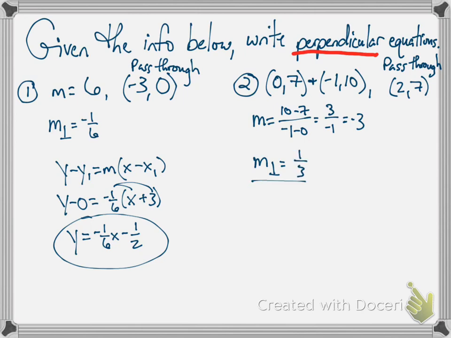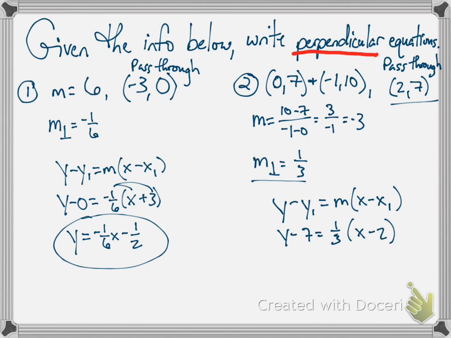So I have my new slope. I have the point I needed to pass through. Now we can go ahead and write our equation. So, use my point slope. y minus 7 equals 1/3 times x minus 2. Again, I'm using the point that it passes through in my equation here. Distribute the 1/3. So 1/3 x minus 2/3. I'll add the 7. And if I add 7 to that, if my mental math is correct, that should be a positive 19/3.